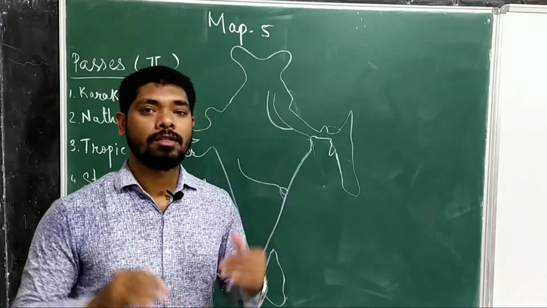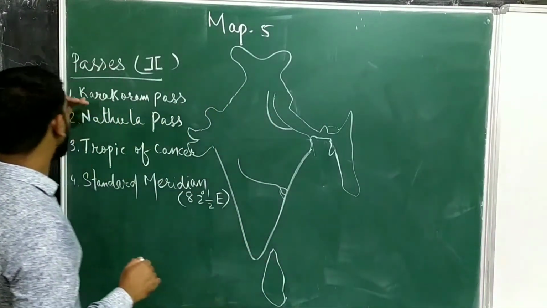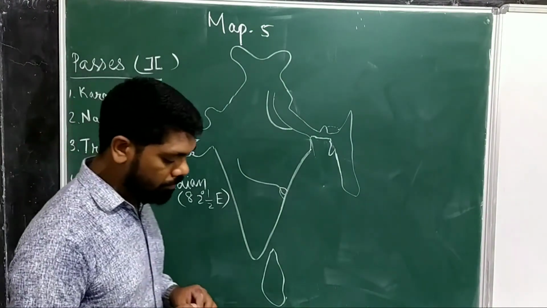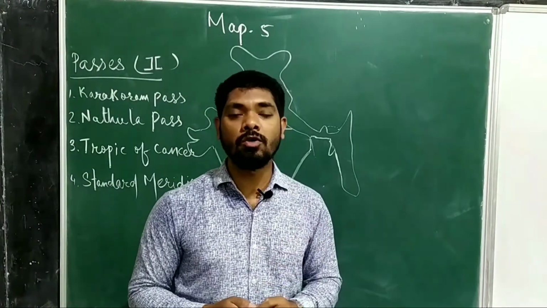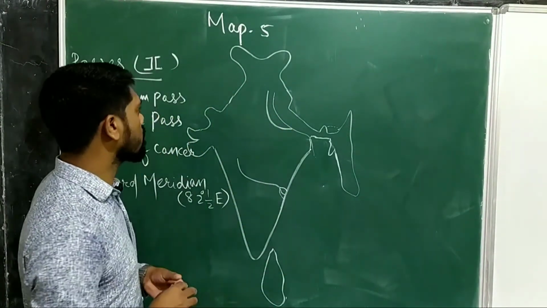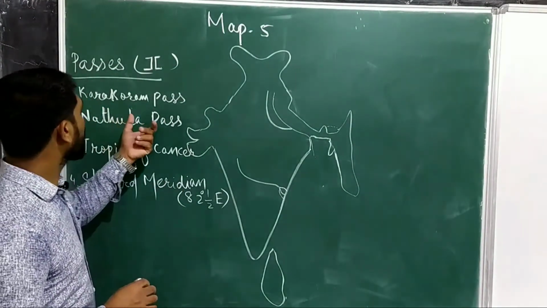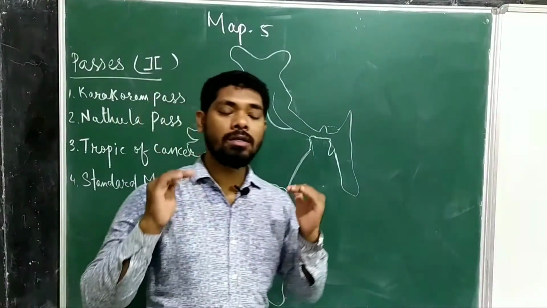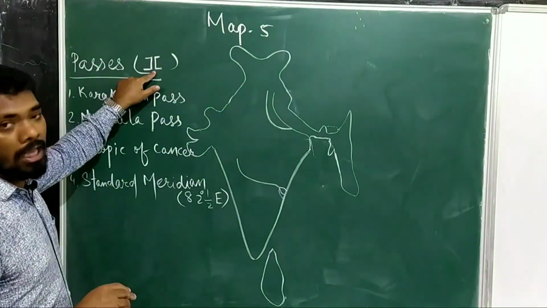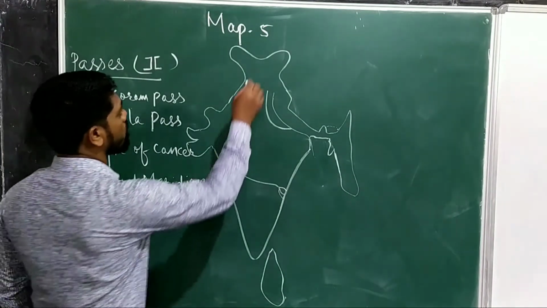Here we have the fifth map that we are going to learn today. These are the passes and the latitude and longitude. There are two passes that you need to learn for the board examination. The first one is Karakoram Pass. Let me tell you the symbol of the pass when you label it on the map of India. The pass has to be labeled likewise. When we label Karakoram Pass, it is located here.